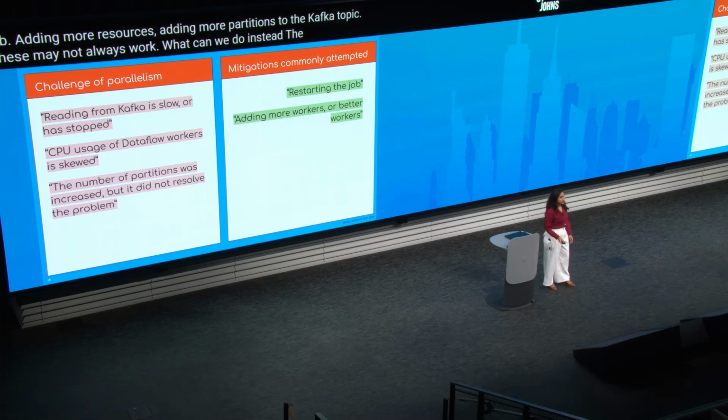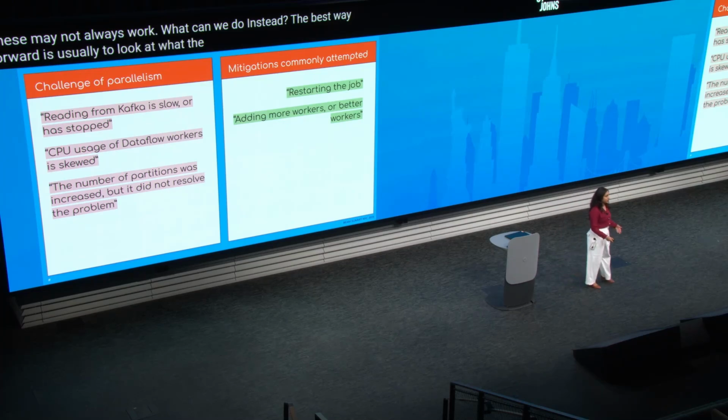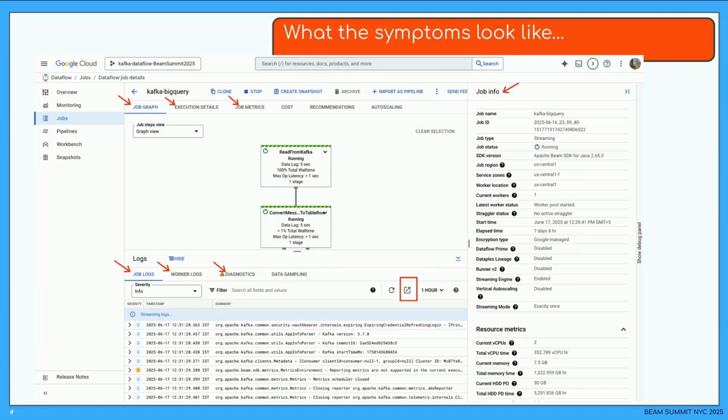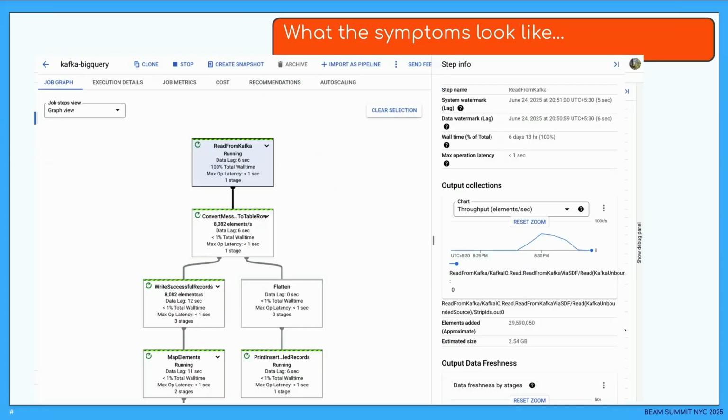The best way forward is usually to look at what the Dataflow job is telling you and then choose the best course of action. This is what a Dataflow jobs console looks like. Each little point that I've highlighted here is very useful to understand how the job is doing. Let's look at the job graph itself.